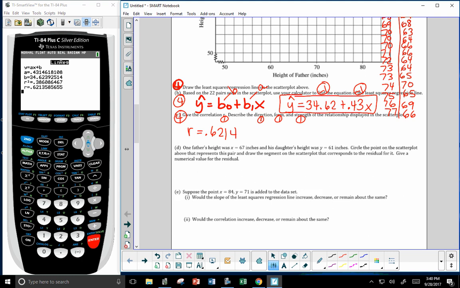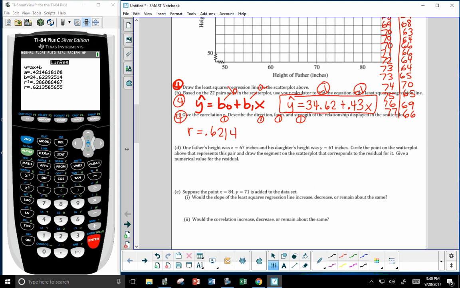Part D, one father's height was x equals 67 inches and his daughter's height was y equals 61 inches. Circle the point on the scatter plot above that represents this pair. So I'm going to start there. I'm going to go back. We have to circle the point that is 67, 61.